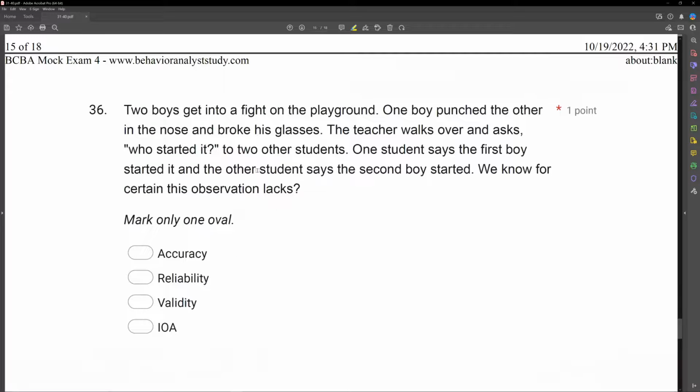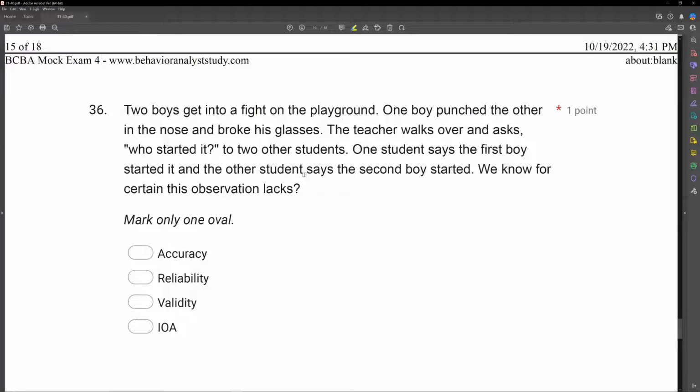36. 2 boys get into a fight on the playground. One boy punched the other in the nose and broke his glasses. The teacher walks over and asks who started it to 2 other students. One student says the first boy started it, and the other student says the second boy started it. We know for certain this observation lacks what? All right. What does good data contain?